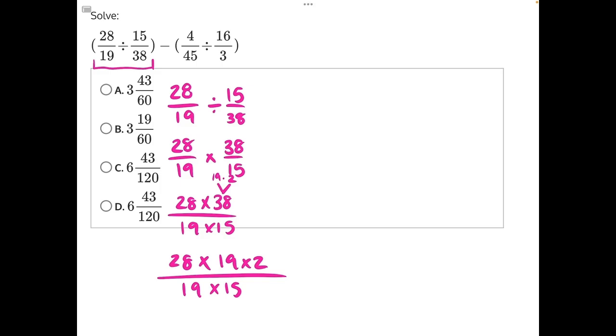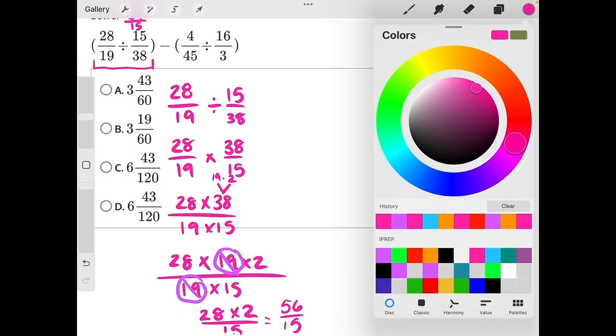And this will allow for us to eliminate both of these 19s because 19 divided by 19 would just equal the number 1. So now this becomes 28 times 2 over 15, and 28 times 2, we can pull over here to the side. 2 times 8 is 16, 2 times 2 is 4, plus 1 is 5. So our final fraction is 56 over 15. Now we need to move on to our other set of parentheses.